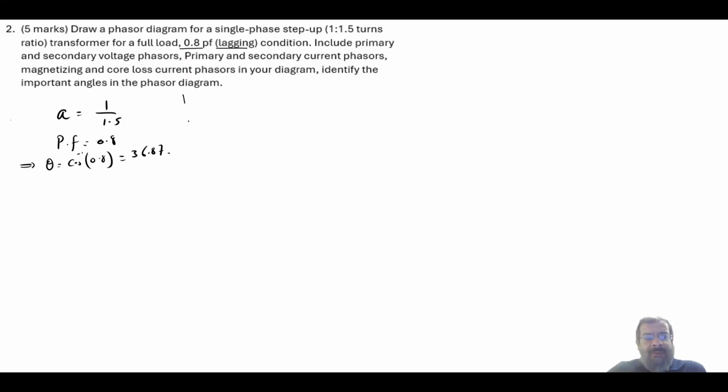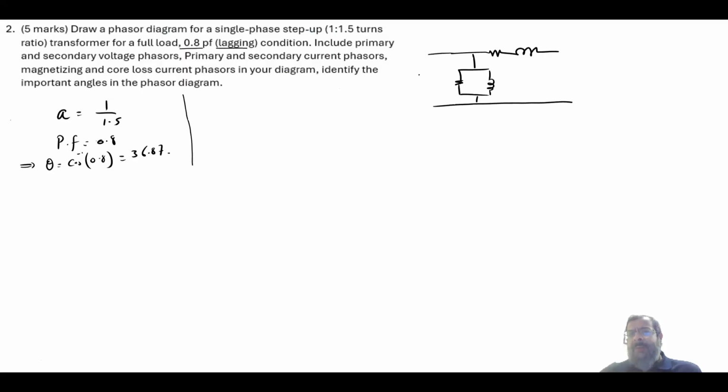So here, to draw the phasor diagram, we need to have a model, and the model that we'll be using is basically the approximate model. This is always the case. Now you have the right to refer to the primary or to the secondary because it's not specified. So I will refer to the primary. So this will be your VP, this is your IP, this is your aVS, and this is your IS over a.